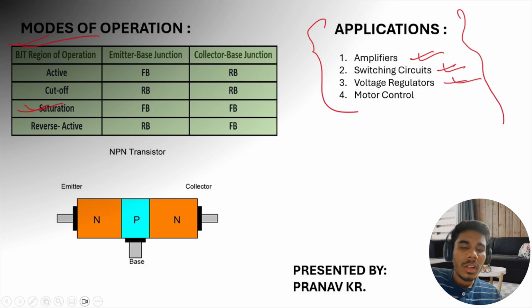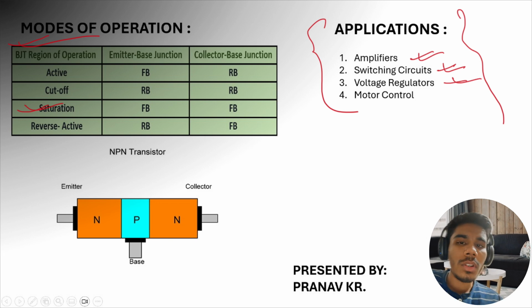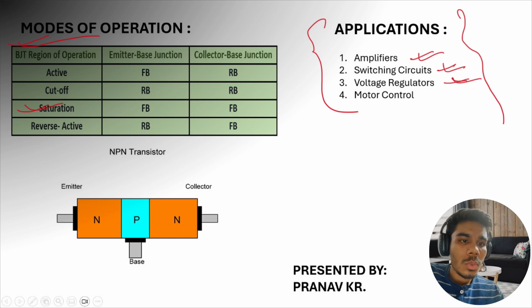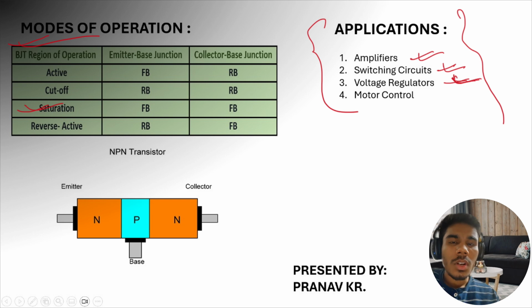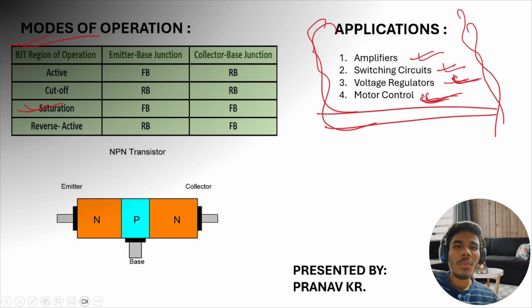Third one is the voltage regulator, for example a regulator for fans. It is used to increase or decrease the voltage, and to increase or decrease current also. The last one is motor control. It also works for motor control. So these are the applications of BJT, and that's all for today.